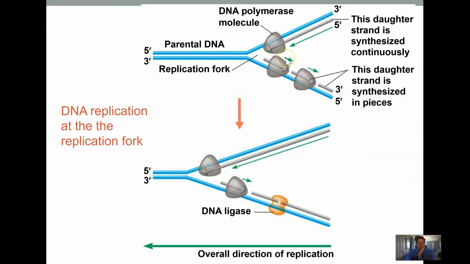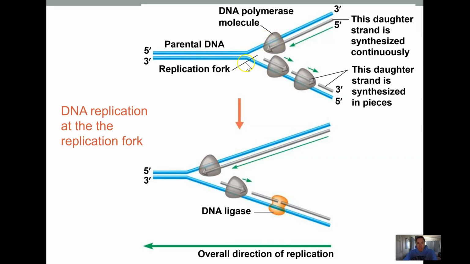So again, this is a little bit of a difficult concept for students to understand, and there's a great Amoeba Sisters video on this specifically about continuous and discontinuous replication. The leading strand, so this top strand, we call it a leading strand because the DNA can be synthesized continuously. In other words, the DNA polymerase can go right along the replication fork and add those nucleotides one after the next.